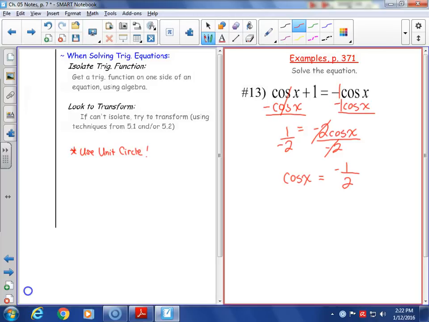Remember, we're new notes, new section. Is the trig alone? Yeah. But what's the very last little note over here? Use the unit circle. So, how do I use the unit circle?